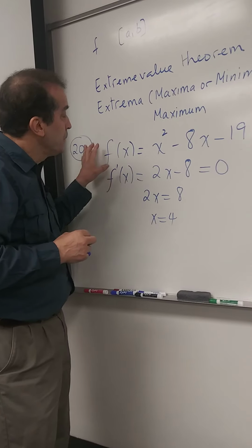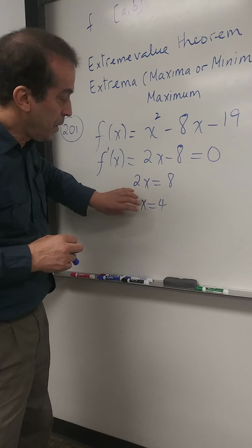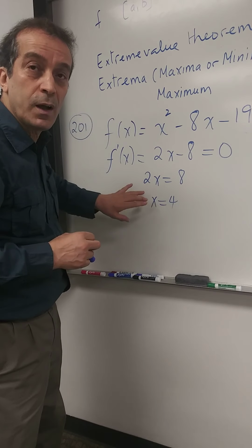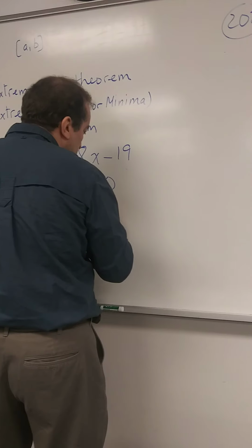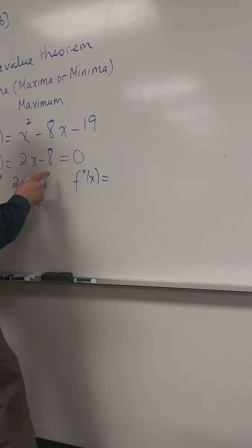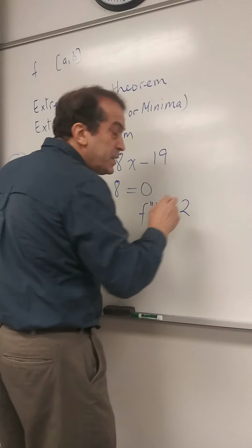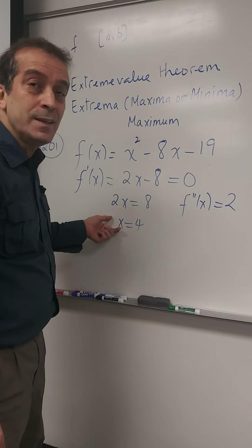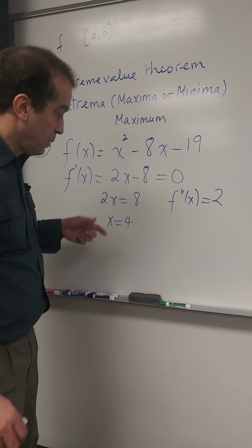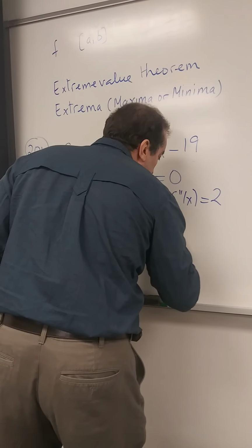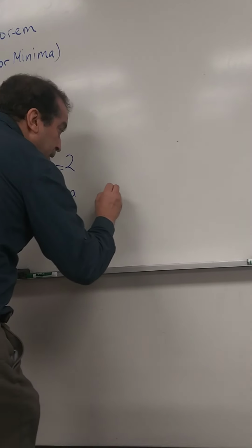There is a test called the second derivative test. We're going to apply it to this x equals 4 to figure out if it's a min or a maximum. The second derivative of this function, f double prime of x, is, here's the derivative, the derivative of this derivative is 2. If the second derivative is positive, then the point is a minimum. If it is negative, the point is a maximum. So this point here, f of 4, is a minimum.